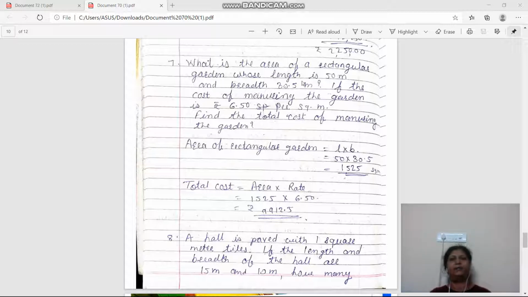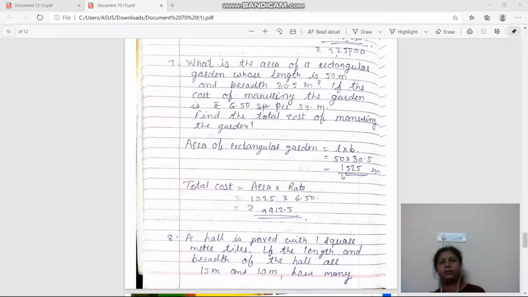So I think we are on the seventh example. What is the area of a rectangular garden whose length is 50 meter and breadth is 30.5 meter? If the cost of manuring the garden is rupees 6.50 per square meter, find the total cost of manuring the garden. Now see, the garden is in rectangular form. So area of rectangular garden is equal to length into breadth. So 50 multiplied by 30.5.